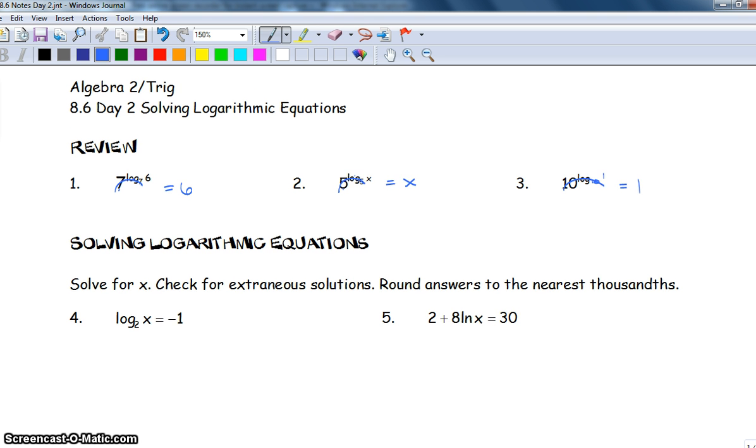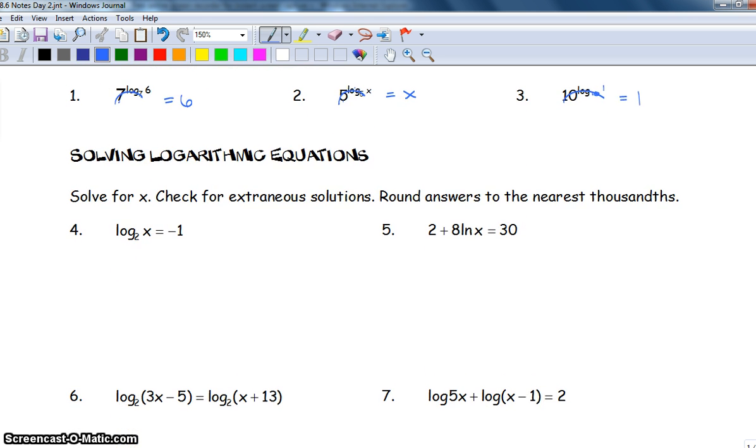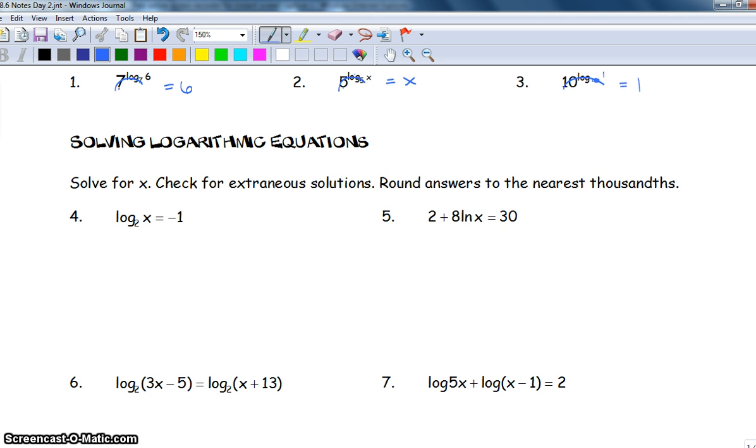Alright, so we're going to use that idea to help us solve log equations. And for log equations, we have to make sure that we check our answers, because they're not always going to work. So for number 4, we've got log base 2 of x is equal to negative 1. I want to get to x, and I want to get rid of that log base 2. So the way to get rid of that log base 2 is if I have 2 raised to that power. And if I do that on the left side, I have to do that on the right side.